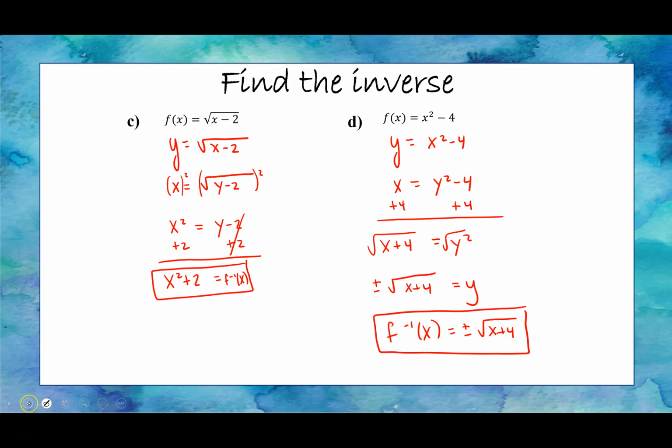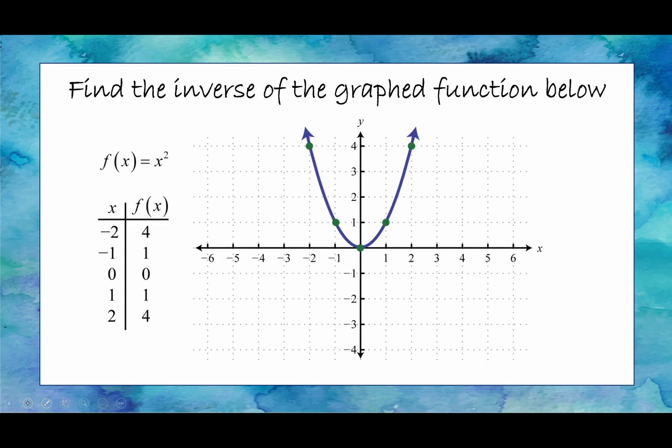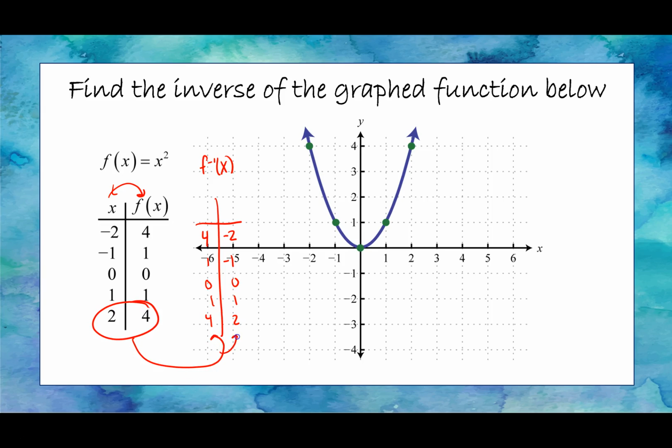All right, let's just finish up by looking at some graphs. If I said find the inverse of the graphed function below, I mentioned this earlier, but remember, if I asked you for the inverse, you're switching the domain and the range. So my f inverse of x function is actually going to switch these two things. So here it was x and y, and then here we're actually going to have the x and the y swapped, as we know from our pattern. So this will be a 4, -2. This will be a 1, -1. This will be a 0, 0, 1, 1, 4, 2. See how I said instead of a 2, 4, I'm doing 4, 2.